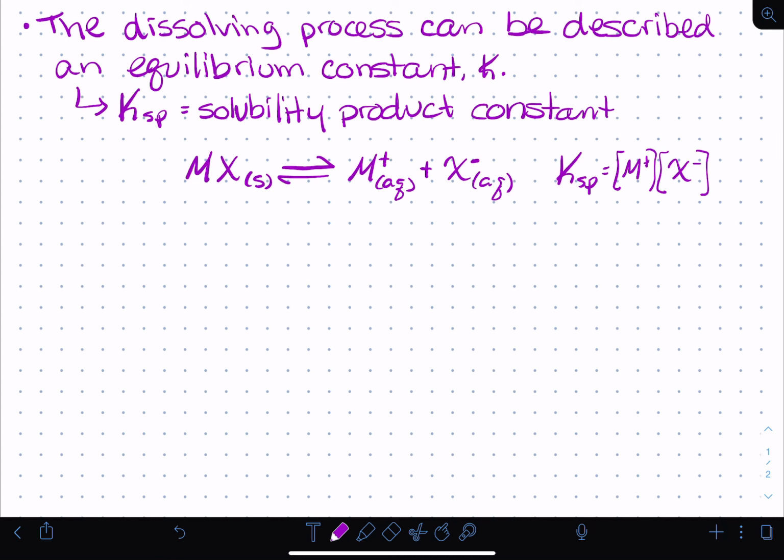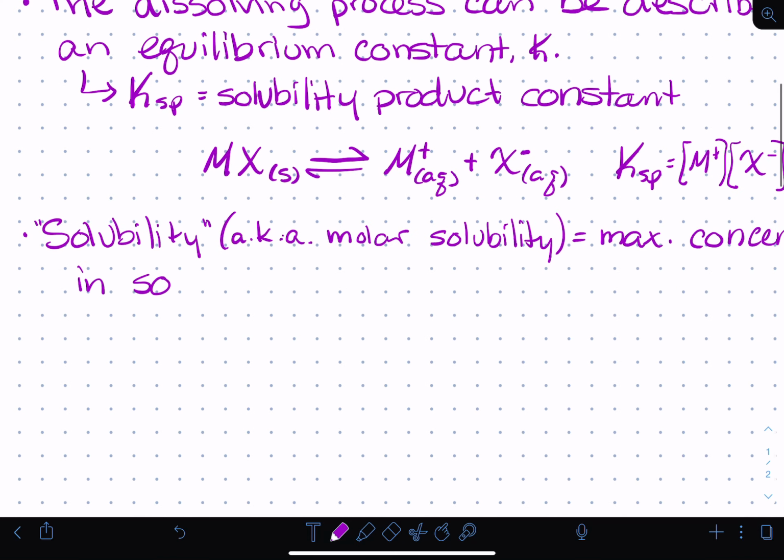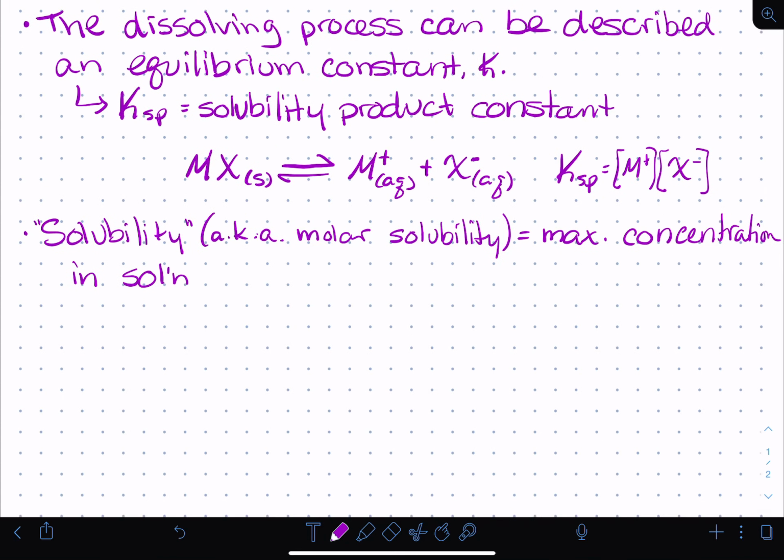So we have this new idea of KSP, the solubility product constant, that is a little bit different from what we have previously referred to as the solubility of a substance. Solubility, sometimes also referred to as the molar solubility, is the maximum concentration of a saturated solution. It's the maximum concentration of something in solution, aka the concentration of a saturated solution.